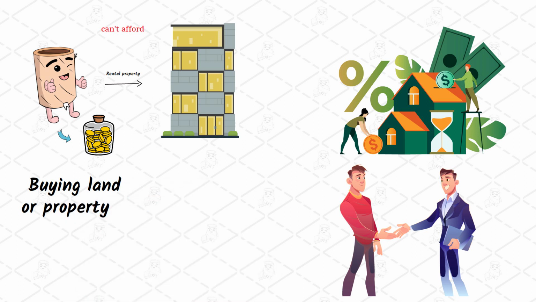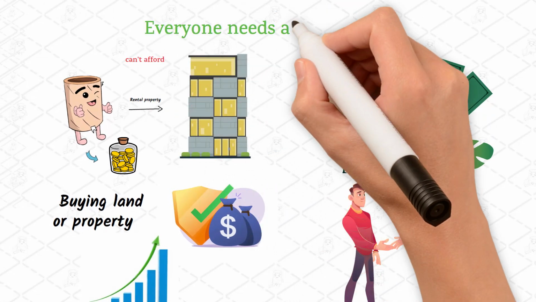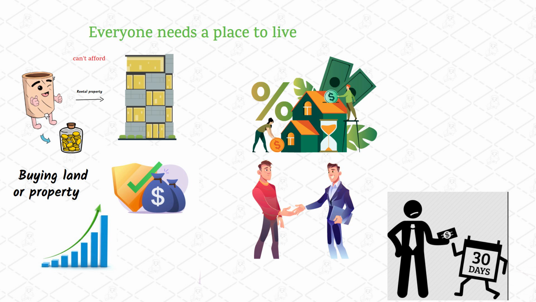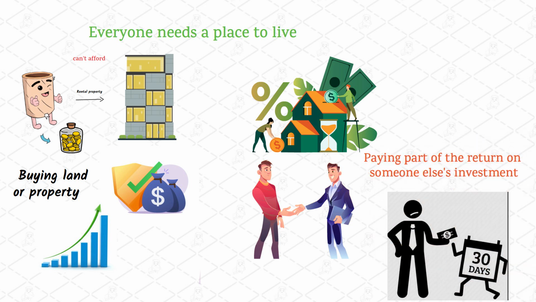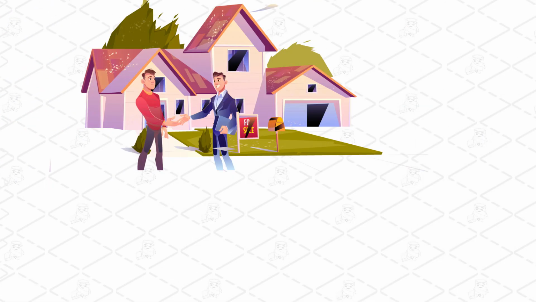Buying land or property has almost always been a safe investment with a predictable return, because there's only so much of it and everyone needs a place to live. If you're paying rent, then each time you do, you're paying part of the return on someone else's investment. Most people's first step into investing into real estate is simply buying a home for themselves to live in.